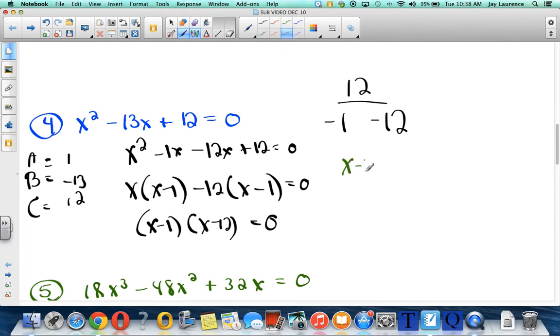I'm going to have x minus 1 equals 0 and x minus 12 equals 0. All right, going to solve. I'm going to get x equals 1, and I'm going to get x equals 12.